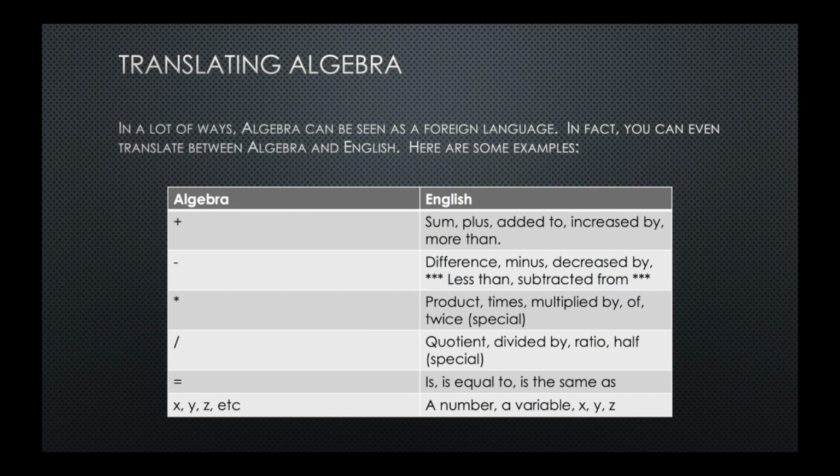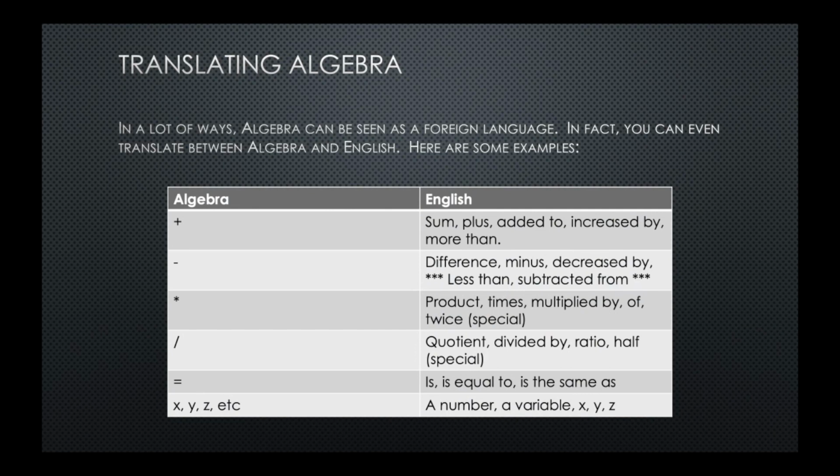The division symbol. So the words for that would be quotient, divided by, the ratio of two numbers, and a special one for that would be half. Again, there are other special ones, but half means specifically to divide by 2. Also, there's the equal sign. In English, the equal sign means is equal to, is the same as. Whenever you see that is verb in a sentence, it means the equal sign.